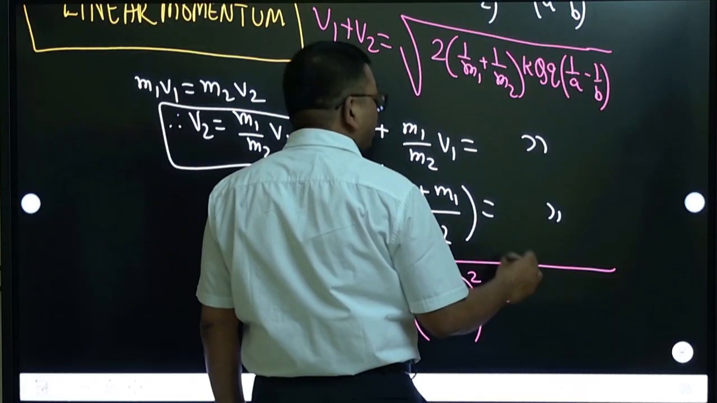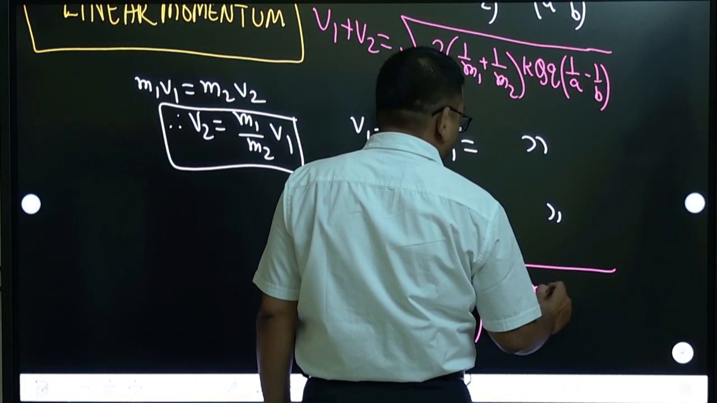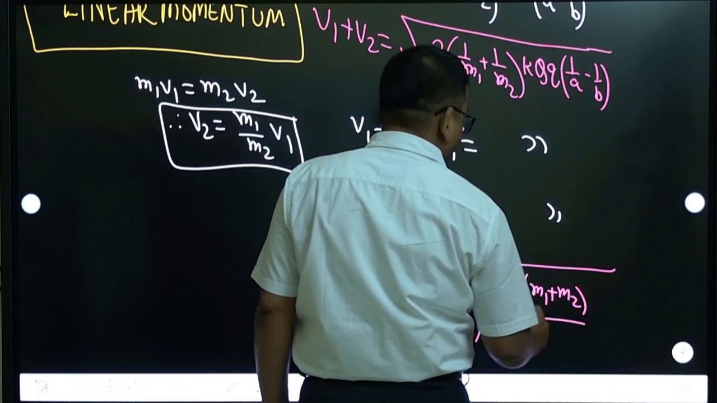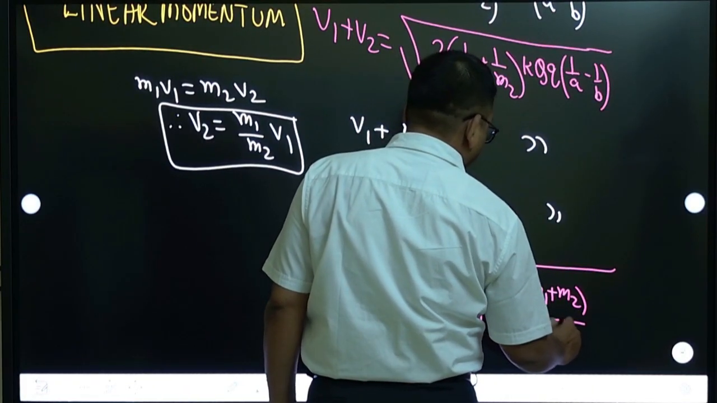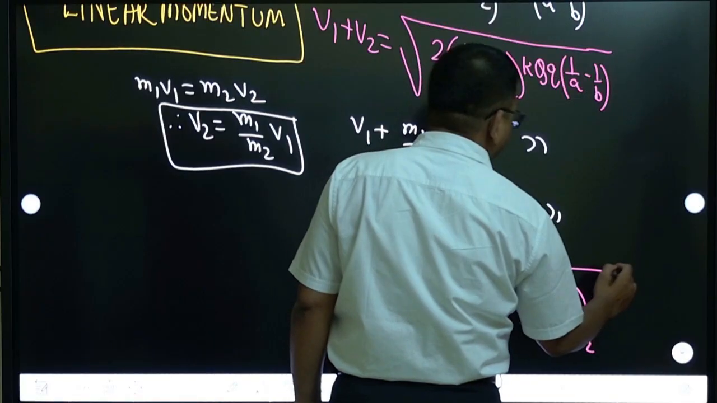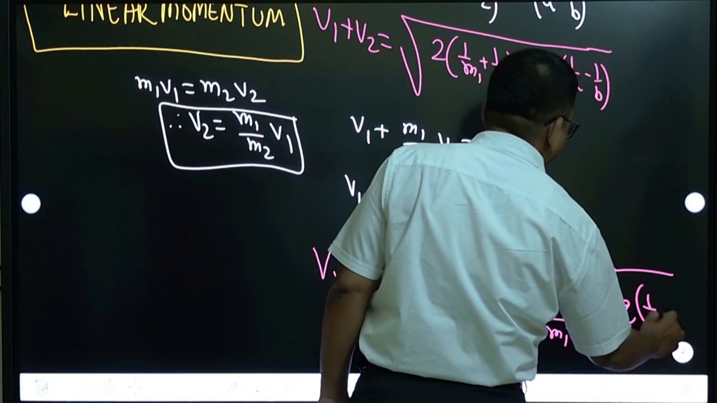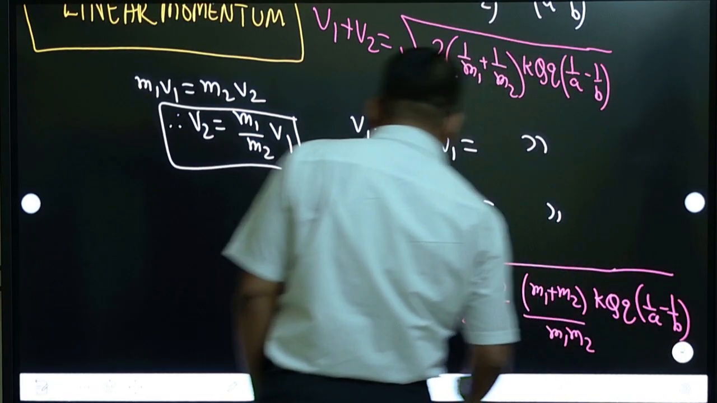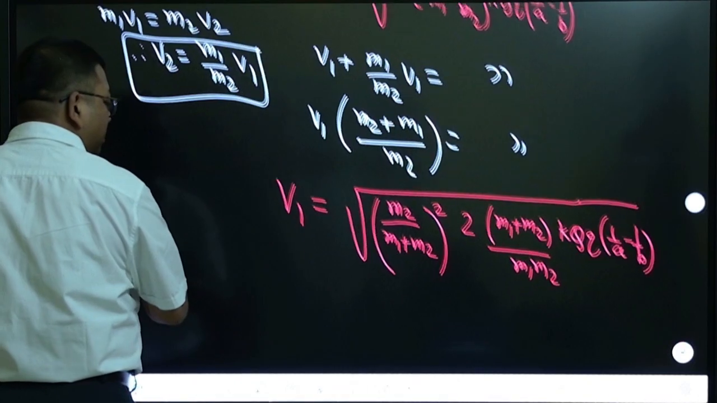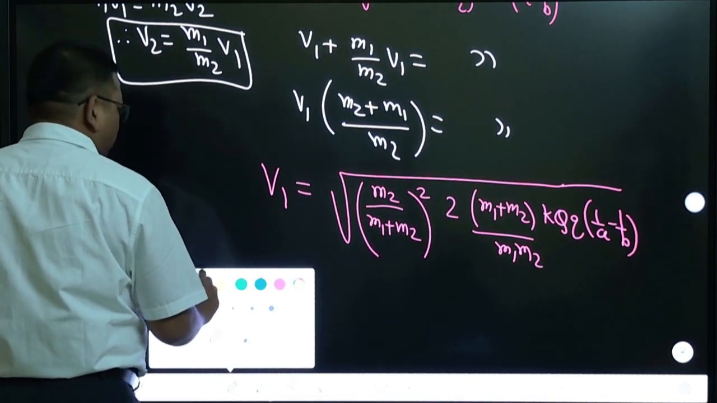Here LCM you can take. So M1 plus M2 divided by M1 M2 into this term will be there. KQQ 1 by A minus 1 by B. So from here you got the answer. Now little bit simplify. That's all.